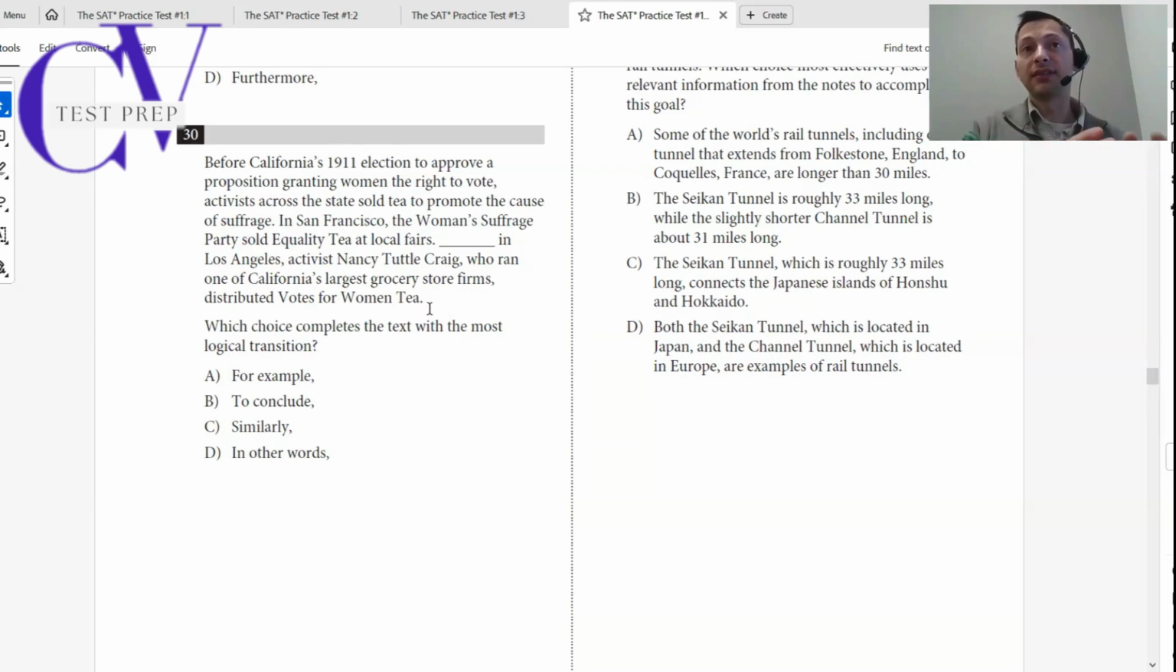So the first sentence is, in San Francisco, the Women's Suffrage Party sold equality tea. Then the next sentence is, in Los Angeles, they also did something. So it would be additional information similar to the previous sentence. So it would be similarly, because in San Francisco they did something, and then in Los Angeles they did something similar. Similarly. For example would be an example of what's stated in the previous sentence, and it's not an example of what's stated in the previous sentence. To conclude is not a conclusion. In other words would be saying the same thing. So similarly would be the answer.